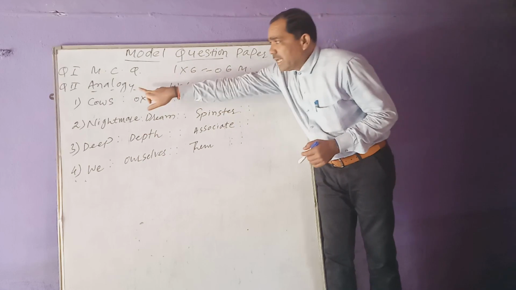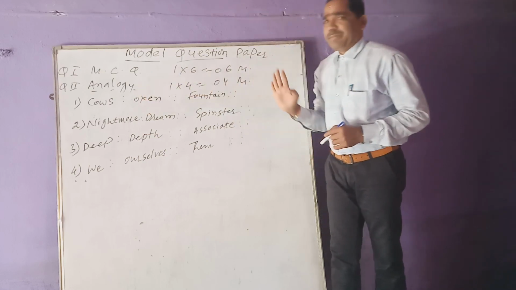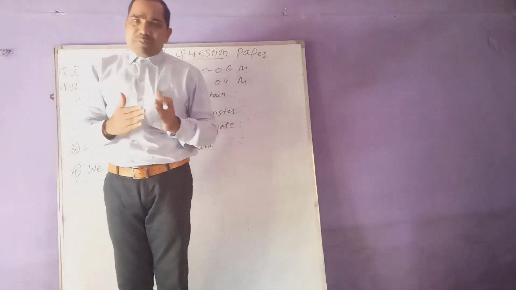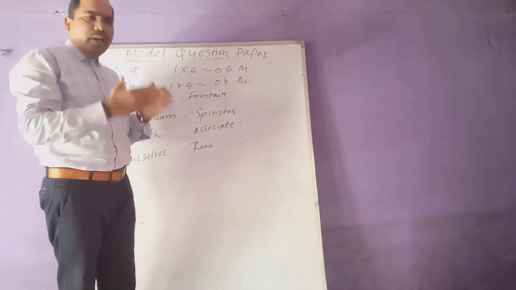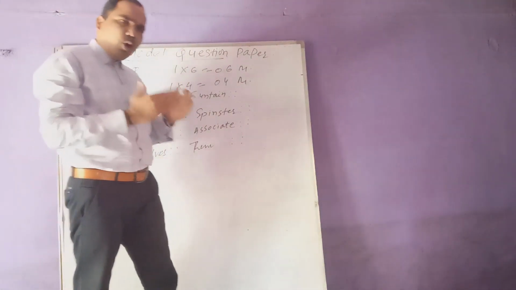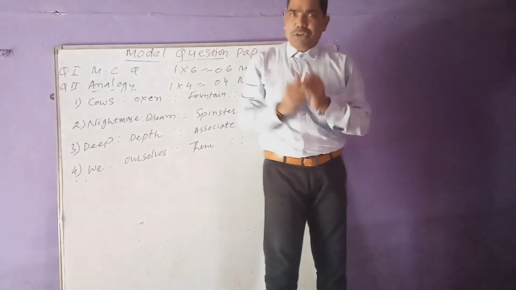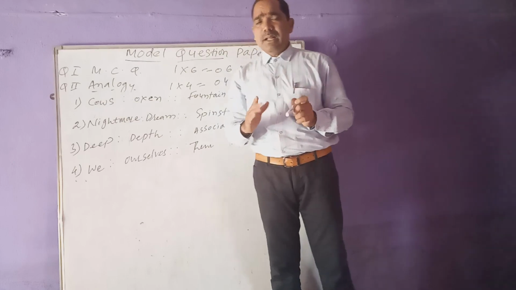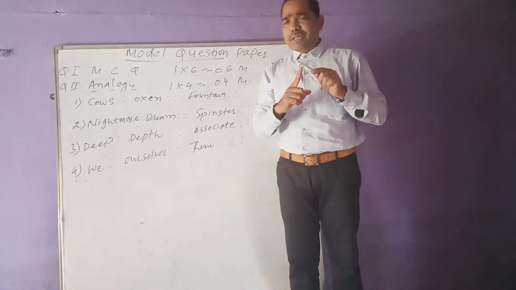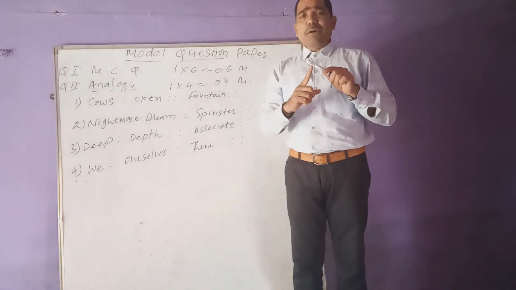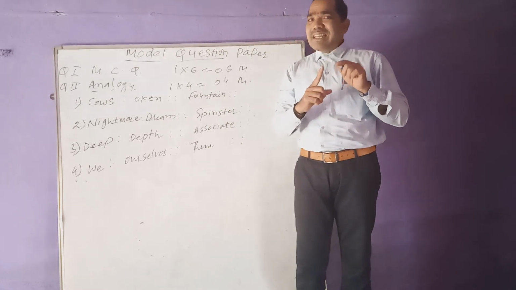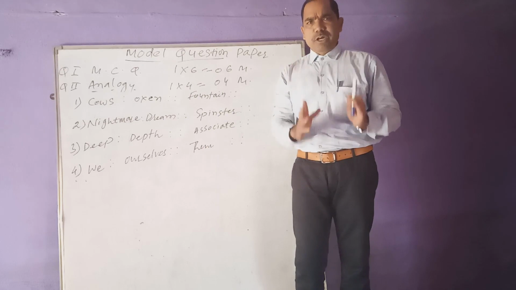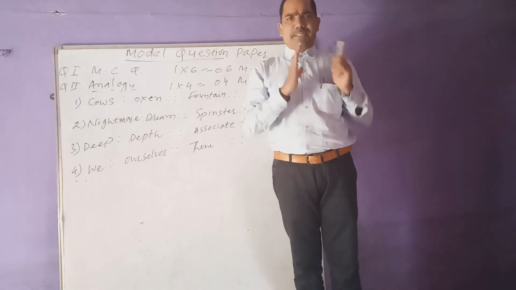Now, the second one is analogy. What is analogy? Analogy is one of the parts of the model question paper. In that one, what you have to do? It clearly informs you to study the relationship of the first pair of words and complete the series.